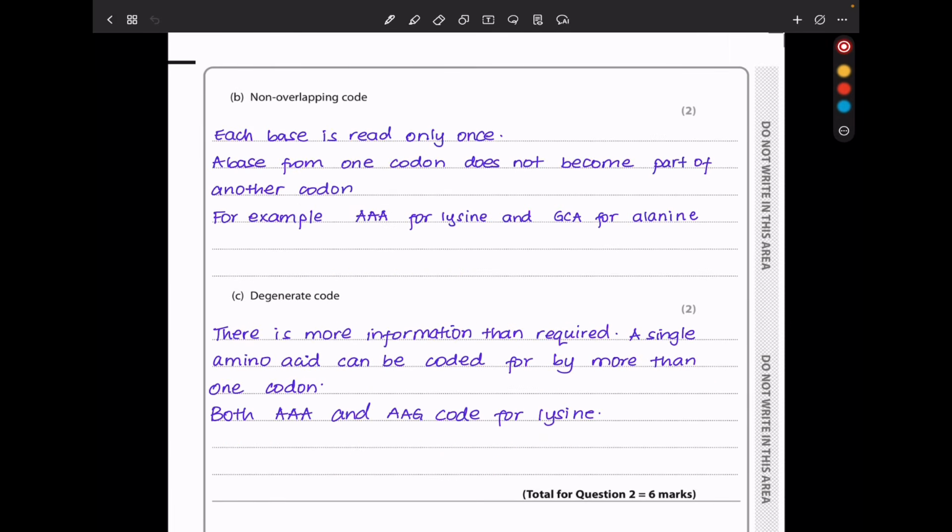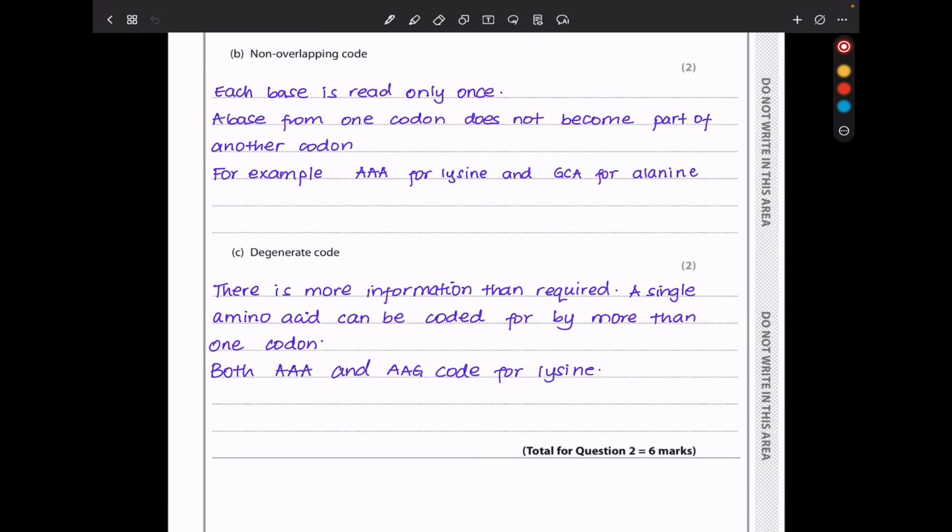Then in part B, they say non-overlapping code. The code is non-overlapping because each base is read only once. A base from one codon does not become part of another codon. The codon AAA codes for lysine, while GCA codes for alanine.